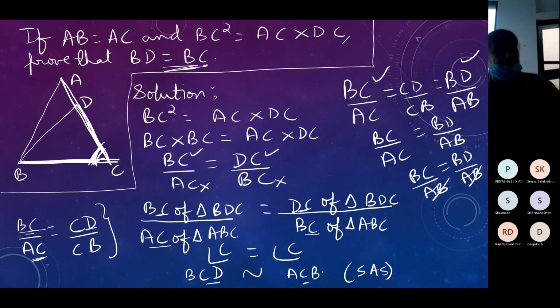After proving that the triangles are similar, write the proportion. Now we don't need this, we've written everything. What is given? AB is equal to AC. So in the next step, I changed AC to AB, so that gets cancelled and you get the result BC is equal to BD. Therefore, BC is equal to BD, proved. Write down fast.